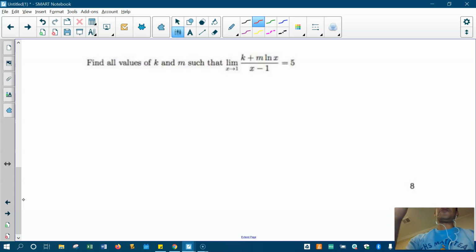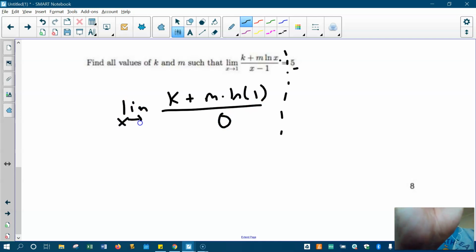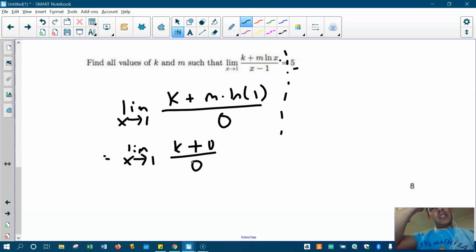Okay, so let's evaluate here. I'm not going to multiply anything by x minus 1 here because I don't want to keep this as an identity here. I'm not going to touch that 5 yet. When I plug in 1, I get k plus m times the natural log of 1 over 0. There's a limit here. And I get natural log of 1 is 0. So it's going to be k plus 0 over 0. Okay, now that's weird because now I get k over 0.